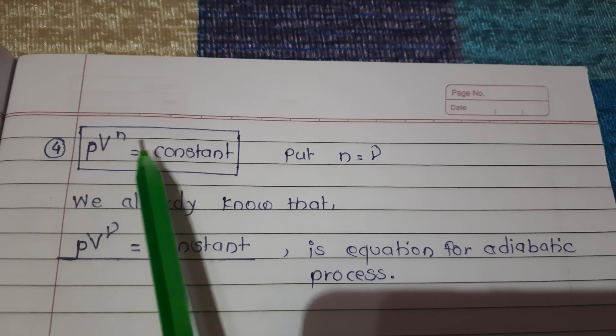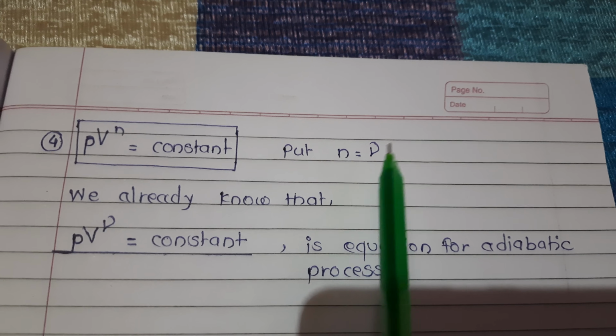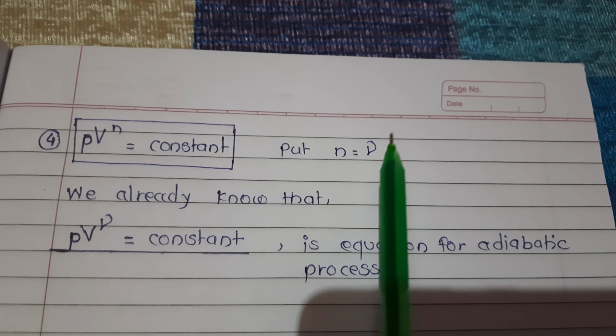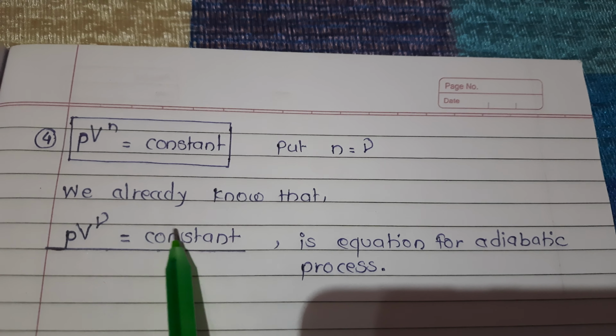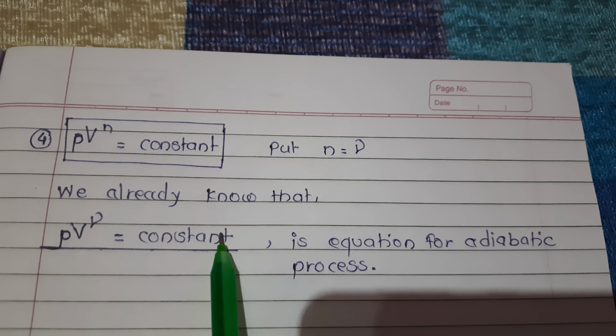Now PV^n = constant. Put n = gamma. We already know that PV^gamma = constant is the equation of the adiabatic process.